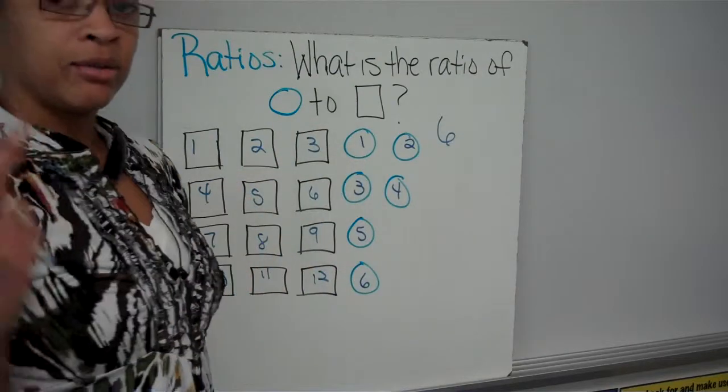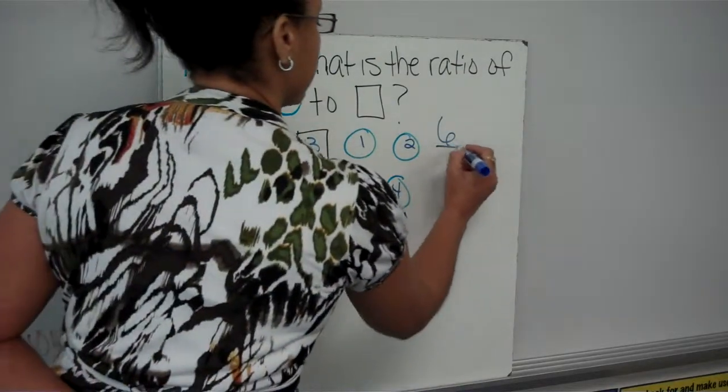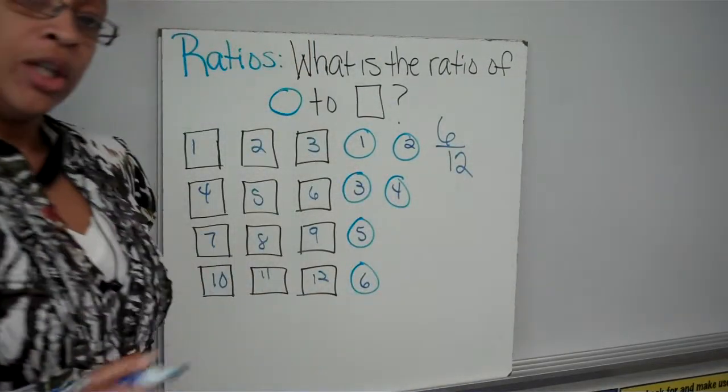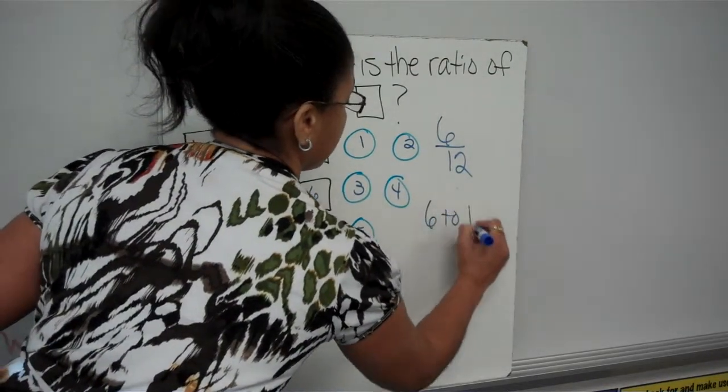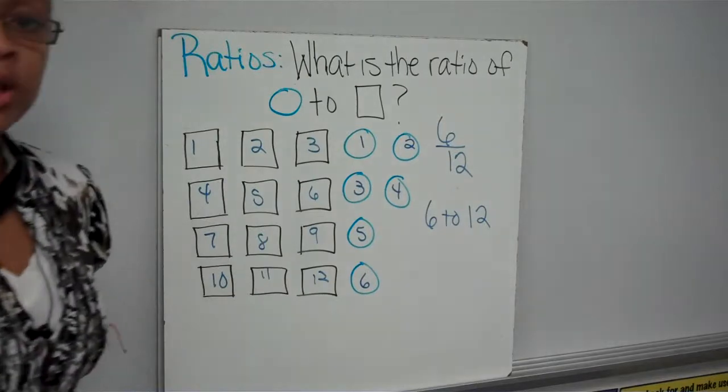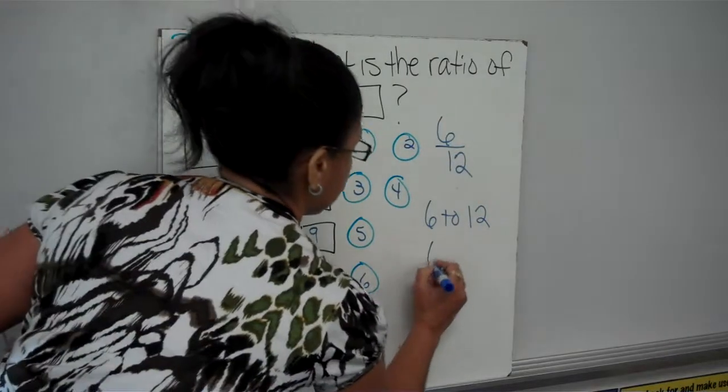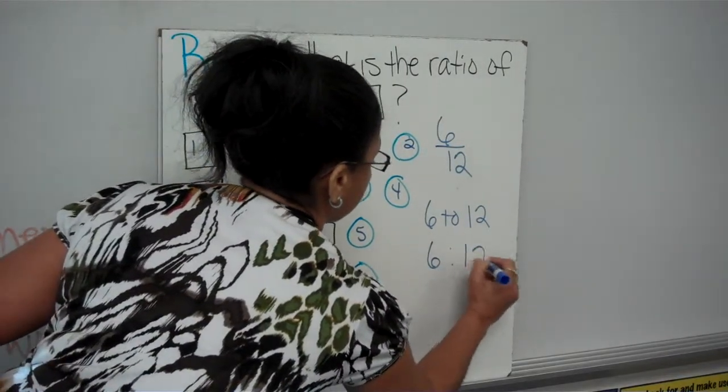So I can write that 3 different ways: as a fraction, 6 over 12, using the word to, 6 to 12, or using the colon, 6 colon 12.